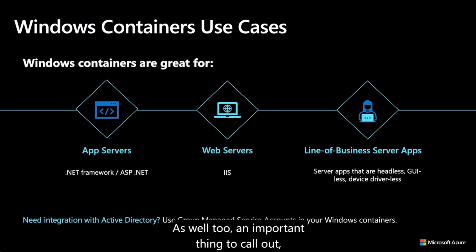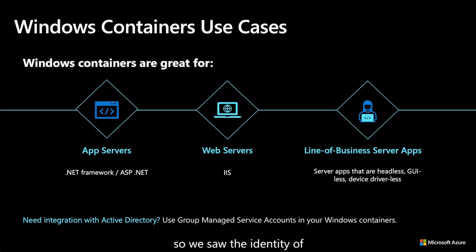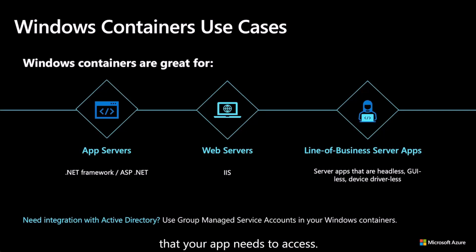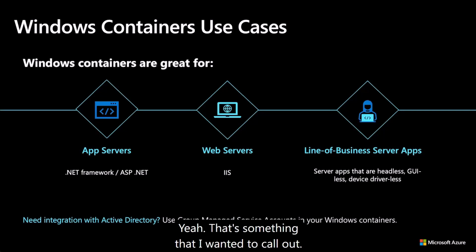As well, an important thing to call out: we saw the identity of that Windows container in the demo was just this container administrator. We also offer integration with GMSA. GMSA is a group managed service account in your Windows container where the container can assume this service account identity to then go and authenticate with other resources that your app needs to access. That's an important thing to think about because a lot of people we find have a need for that. So we do support that.